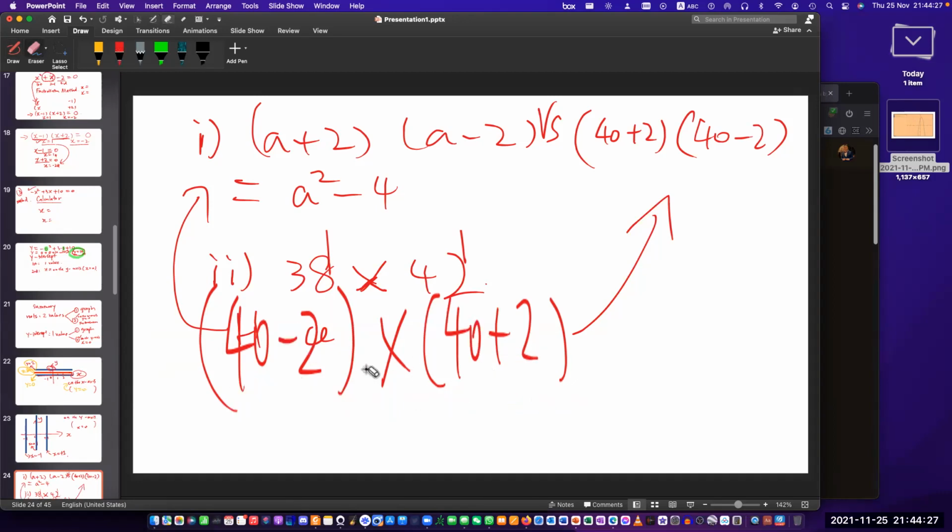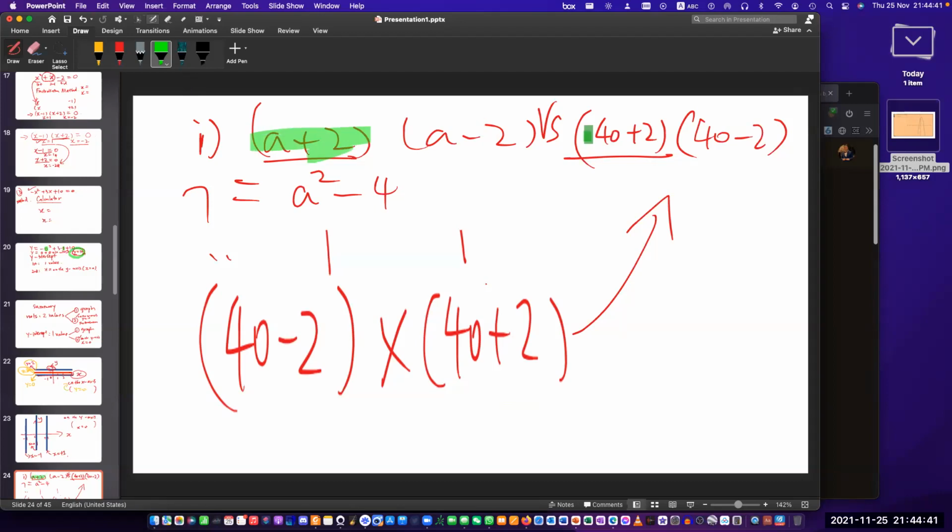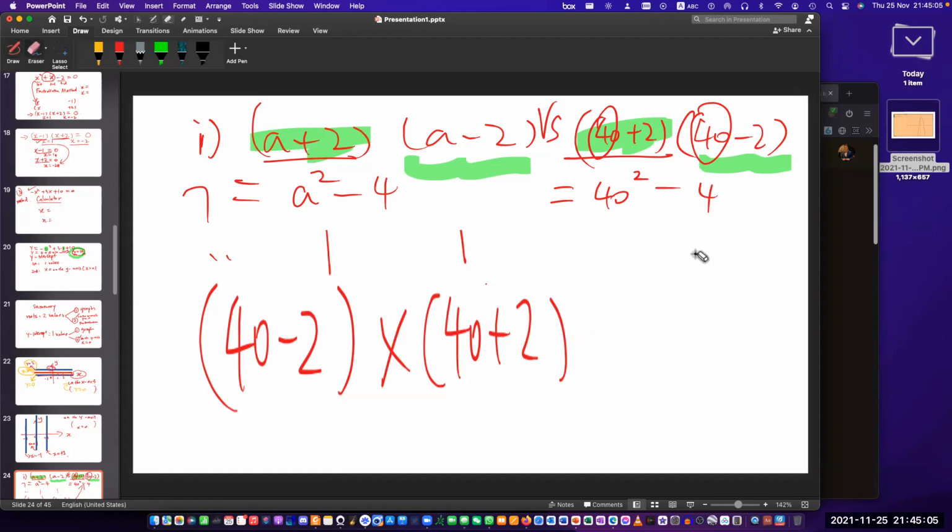Okay, so far so good. So if I have transferred this to this, can you not see that this is this, and this is this? So (a plus 2)(a minus 2) is a squared minus 4. Then that means if now my a is replaced by 40, it's 40 squared minus 4. Does it make sense?